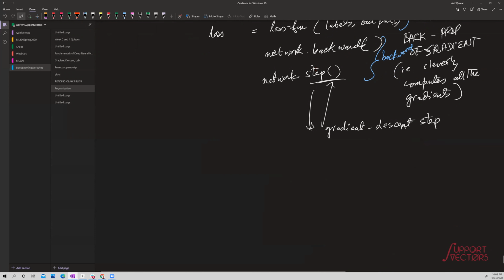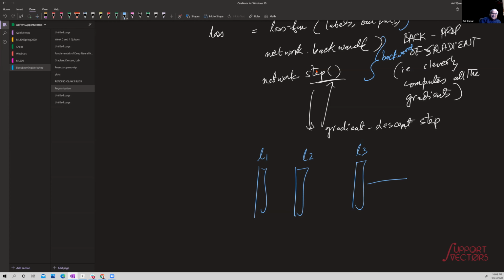Yeah. So suppose you have layer 1, layer 2. Let's just take layer 3, and this is the activation of layer 3. So X goes in, activation of layer 1 comes out. That produces activation of layer 2, that produces activation of layer 3, and that produces the loss. Right? So from the loss, what do we do?